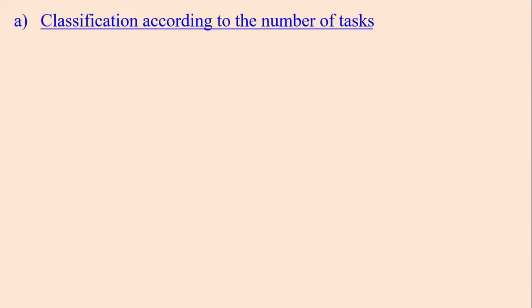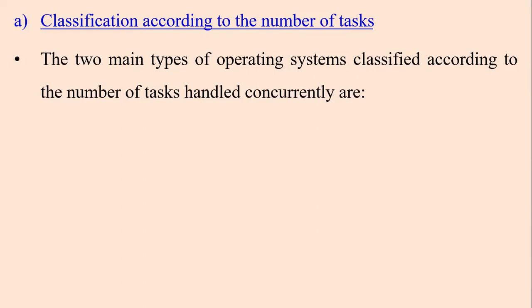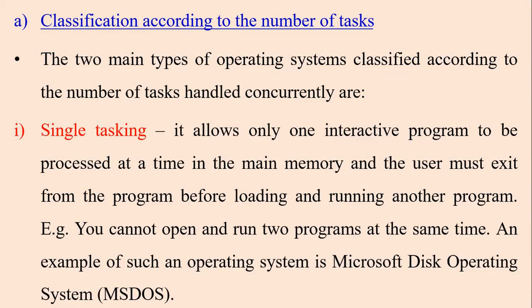Let's look at classification according to the number of tasks. The two main types of operating systems classified according to the number of tasks handled concurrently are, number one, single tasking. The single tasking operating system allows only one interactive program to be processed at a time in the main memory, and the user must exit from the program before loading and running another program. For example, you cannot open and run two programs at the same time. An example of such an operating system is Microsoft Disk Operating System, which we abbreviate as MS-DOS.